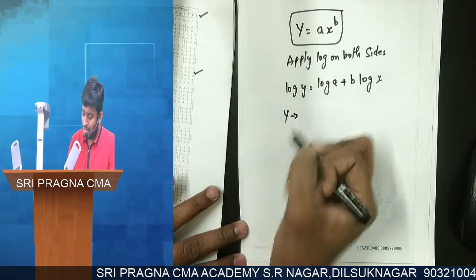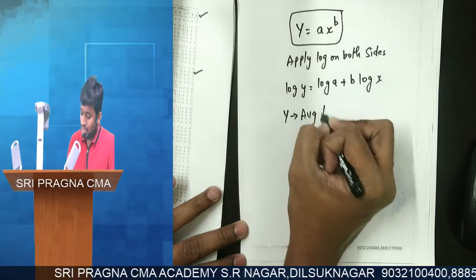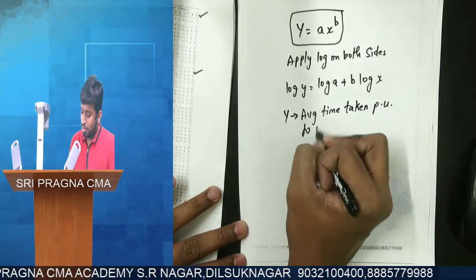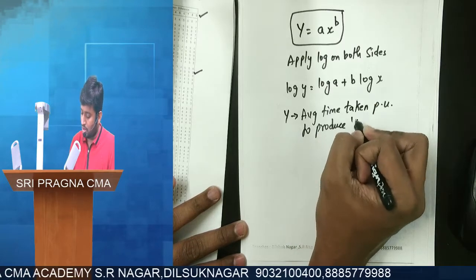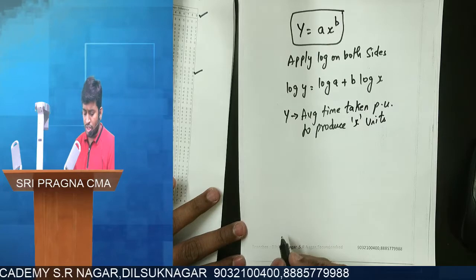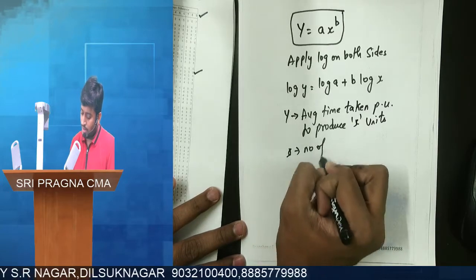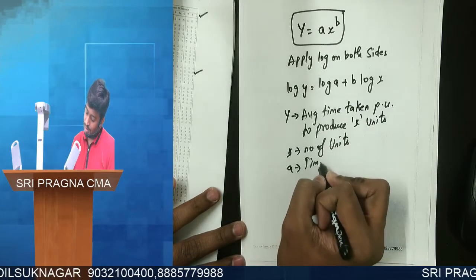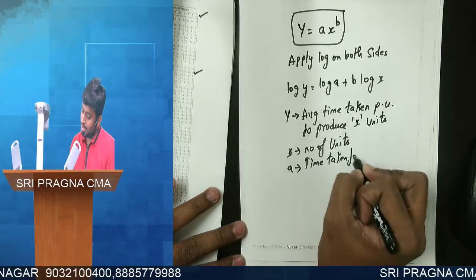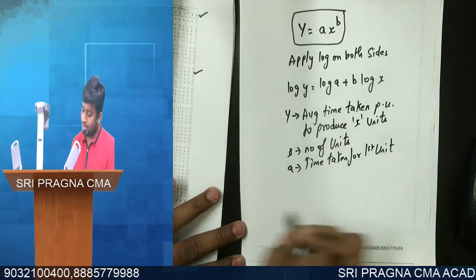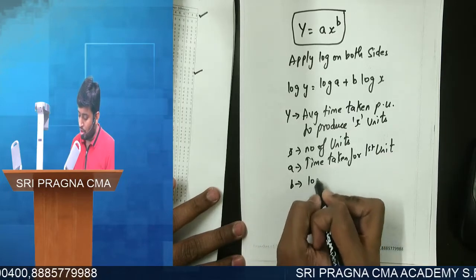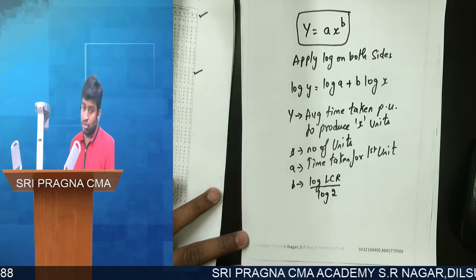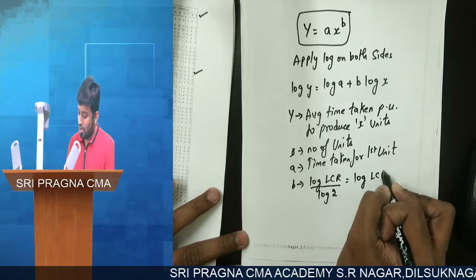इसमें y is the average time taken per unit to produce x units. x बोले तो number of units. a बोले तो time taken for the first unit and b बोले तो log of the learning rate by log 2. For your knowledge, log 2 we kept it ready.